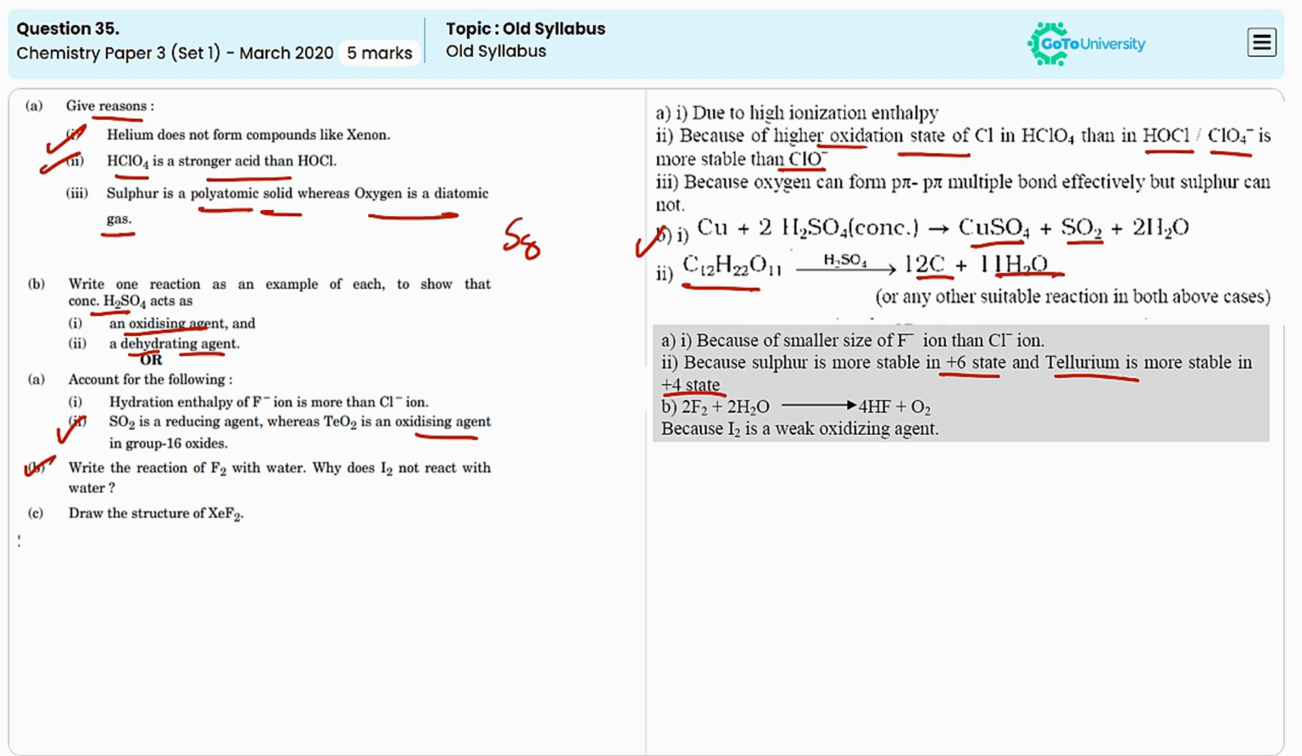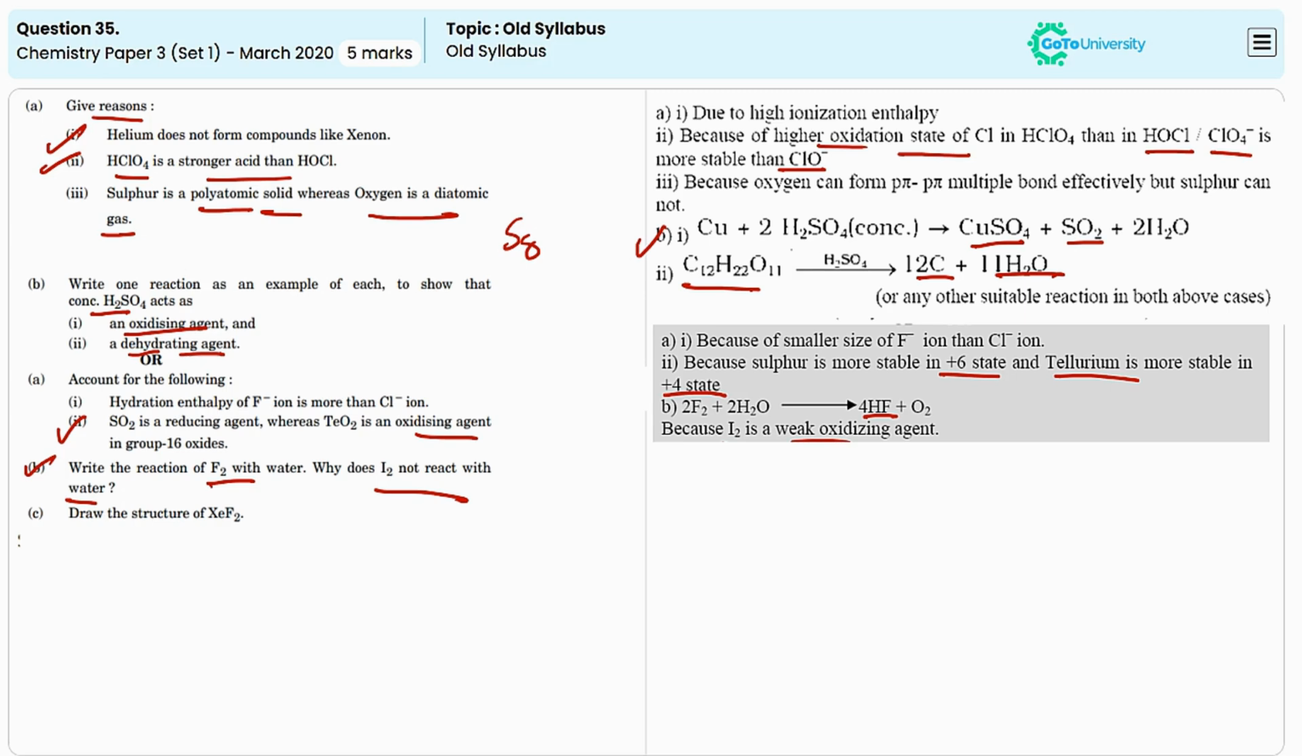And in part B, we have to write the reaction of fluorine with water and the reason why iodine is not reacting with water. When fluorine reacts with water, it produces hydrogen fluoride or hydrofluoric acid. Iodine is not reacting with water because iodine is a weak oxidizing agent.